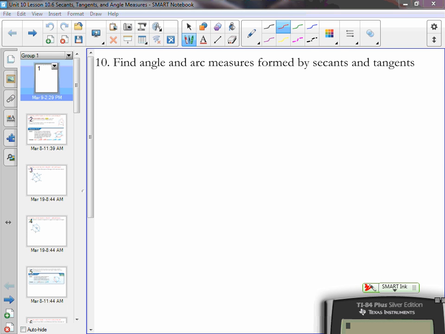One learning target: find angle and arc measures formed by secants and tangents. And that seems like a lot of different things in one learning target. It's going to be a little bit simpler than it might sound at first, okay? But there are three different situations that we're going to face in this section, and they're worked three different ways. There are three different ideas we're going to have to be able to keep straight.